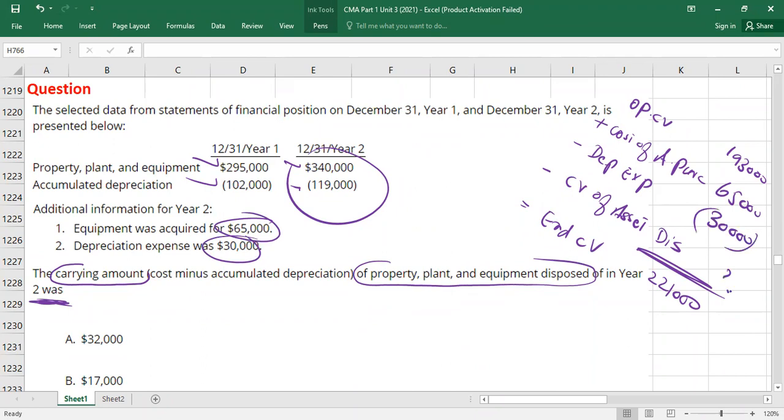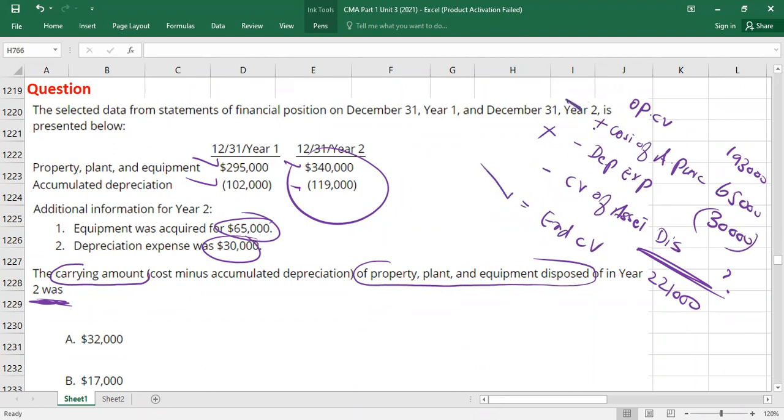I can go reverse, right or wrong? Because if any item is missing from these, I have to go reverse. If the final item is missing, then I come straight away. Now I have to go reverse. On the calculator, I will take the ending carrying value, 221,000. When we go reverse, plus will become minus, minus will become plus. I will add 30,000.